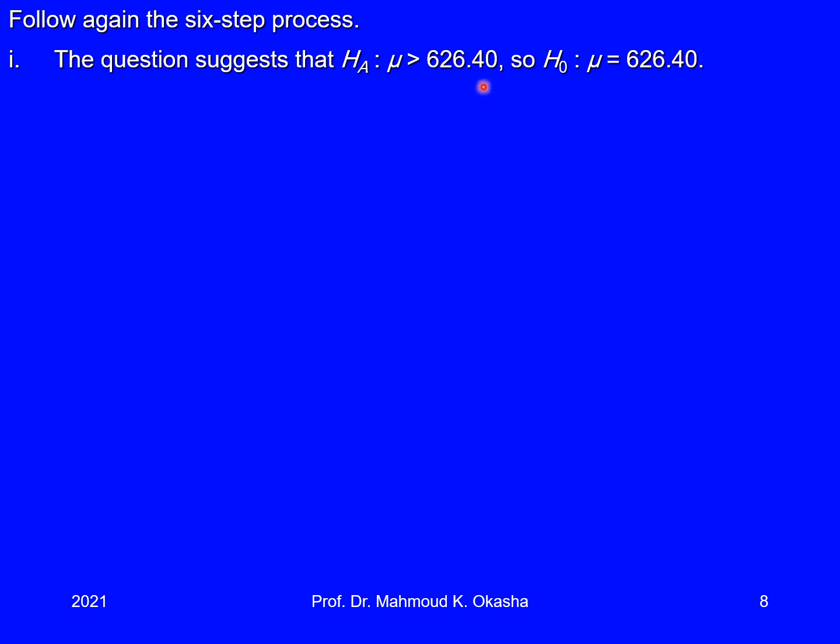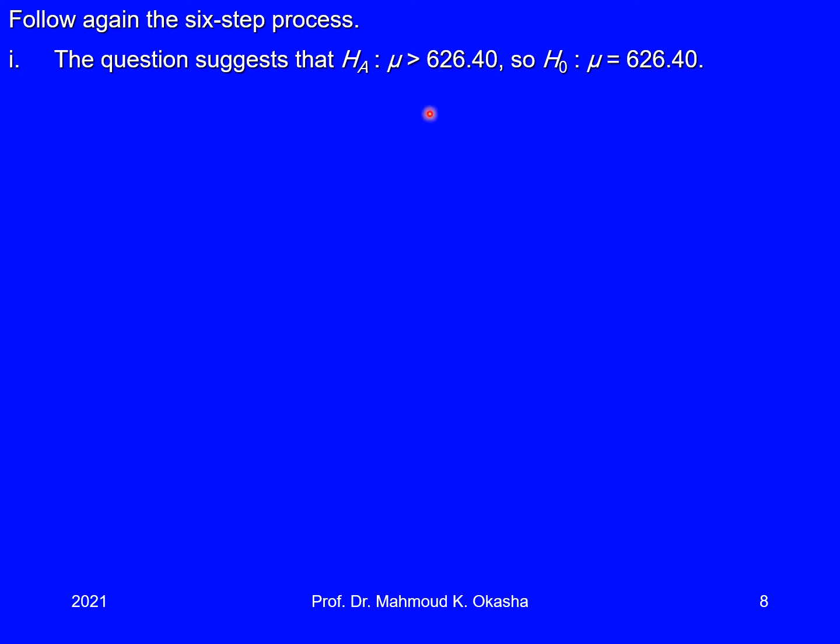140. But the question was that mu is greater than or not. So the alternative hypothesis is mu is greater than 626.4, right? And this is actually from the question itself. We can write down the null and alternative hypothesis. The null always has the equal sign, always. But the alternative can be not equal, greater than, or less than, one of the three.